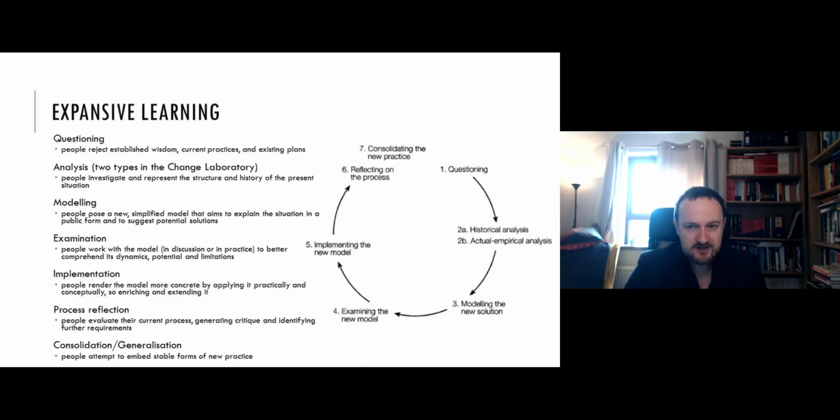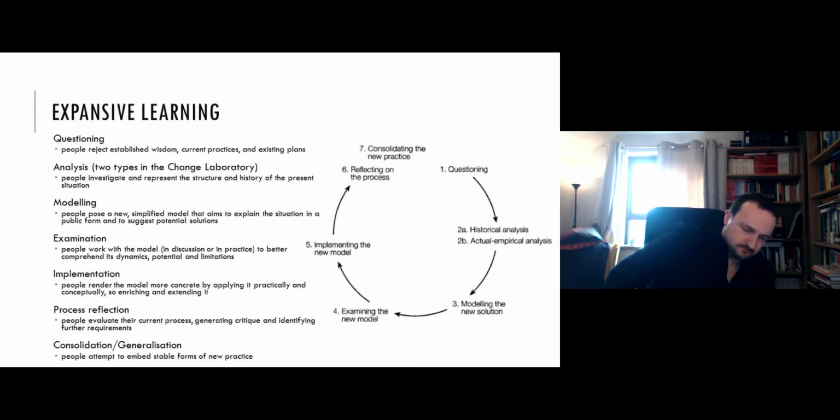But that's not a prerequisite. So long as there's some sort of modeling, some sort of examining, etc., then you can still get to expansive learning. The one place in which we have to be pretty strict is at the analysis phase. We really do need what he calls actual empirical analysis, which is understanding the system as it is now, and historical analysis, understanding the system as it has arisen. We can't get away without having both of those. So that's one where there are two types and we need both of them.